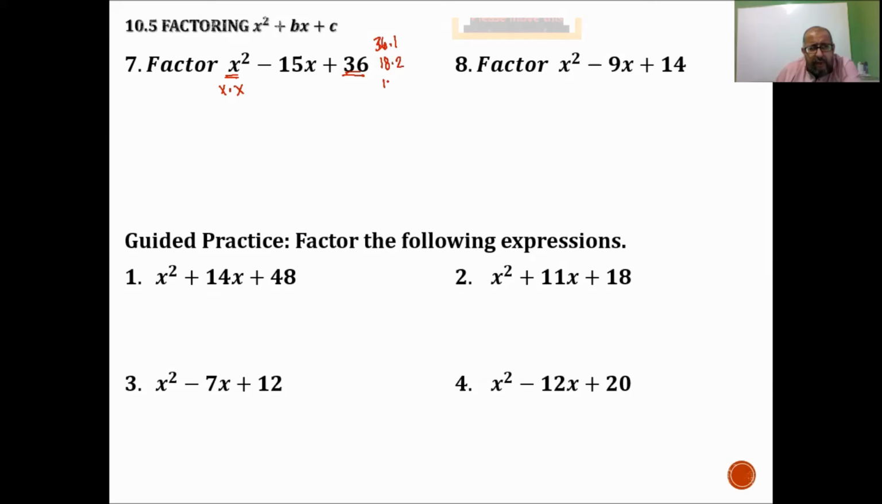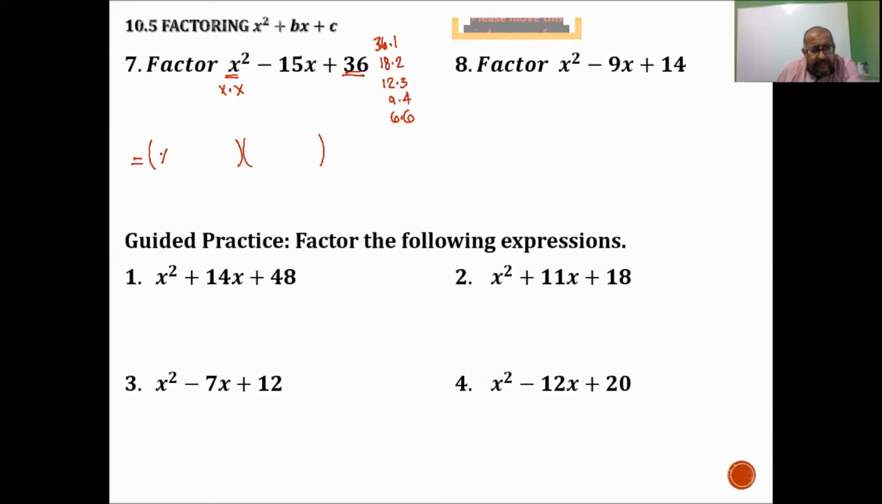Then I'm going to have 12 times 3. I also have 9 times 4. And I have 6 times 6. So if you see, I have a lot of combinations. Okay? Now, only one of them is the one that is going to work. So let's see which is the correct one.